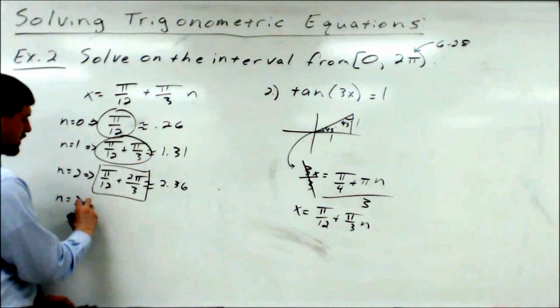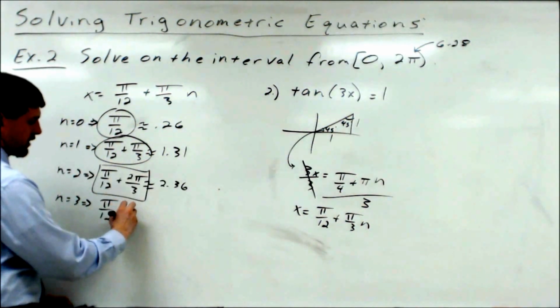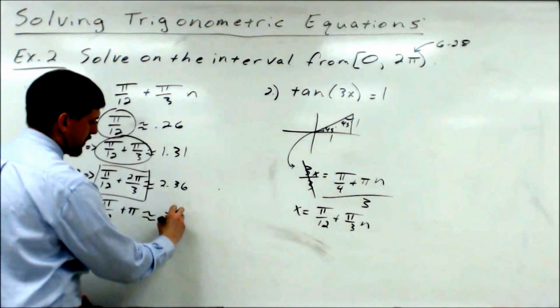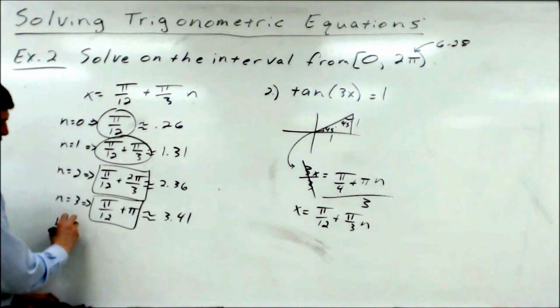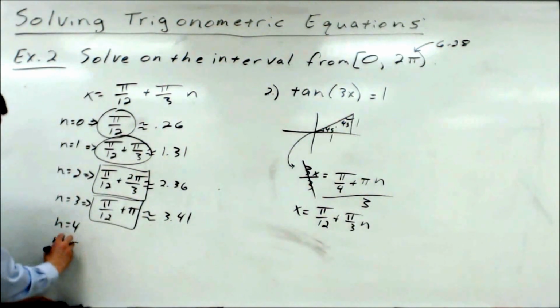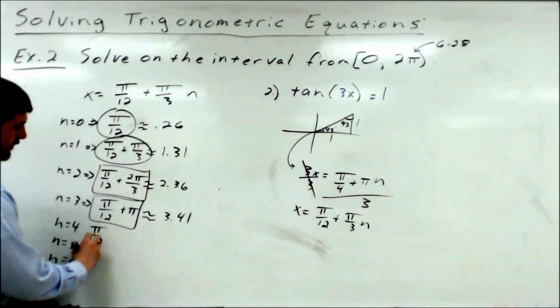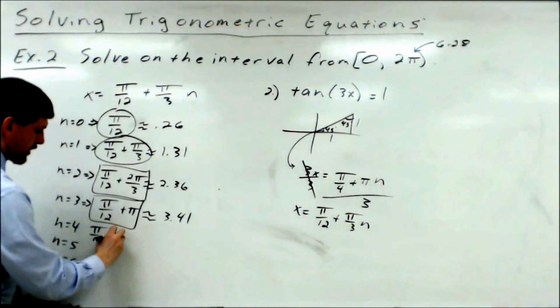N equals 3. Pi over 12 plus 3 pi over 3, that's pi. So we're going to be sitting at 3.41. That one fits. N equals 4. Now I'll just write down a couple of them because we know we're going there. Pi over 12 plus 4 pi over 3.